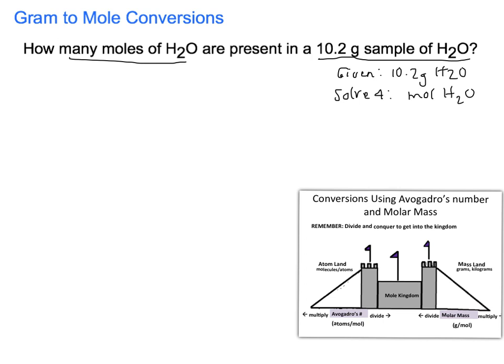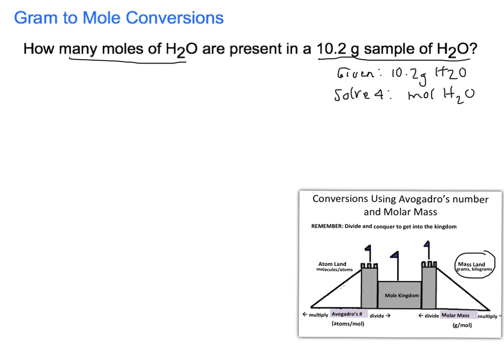So, now that we figured out what we're given and what we're solving for, we can subsequently look at our flow chart and figure out what we're going to do in order to solve the problem. So, in the situation here, what we were given was grams of H2O. So, because we're in the unit of grams, we are starting in mass land.